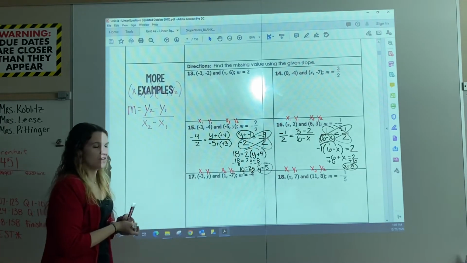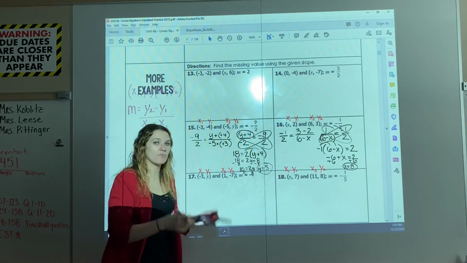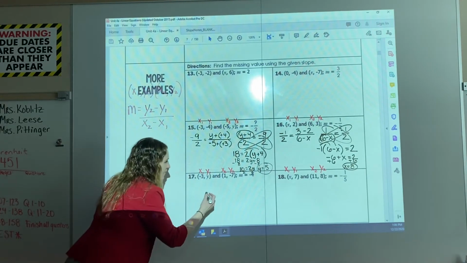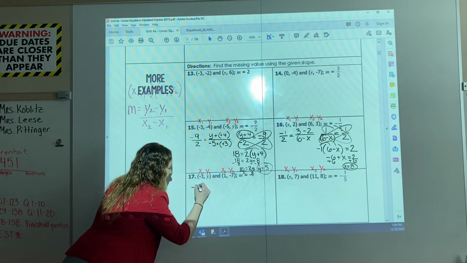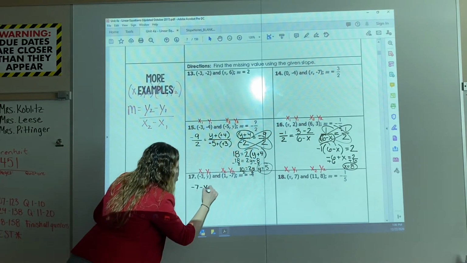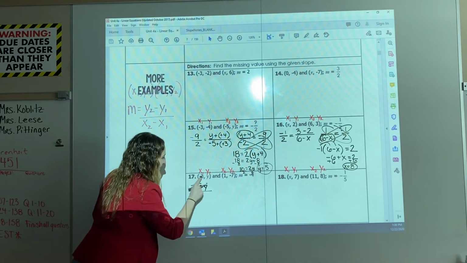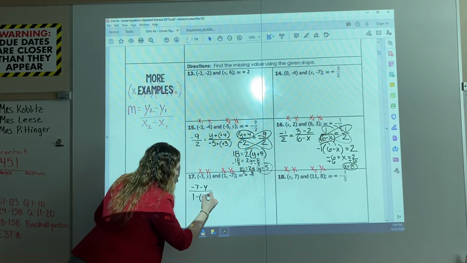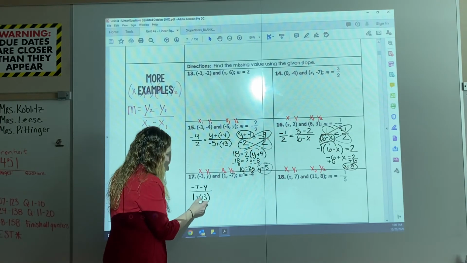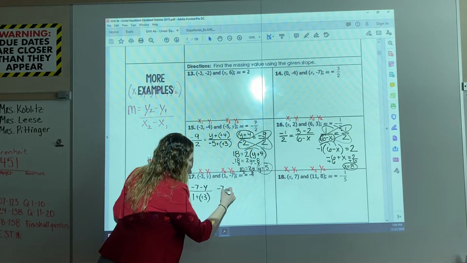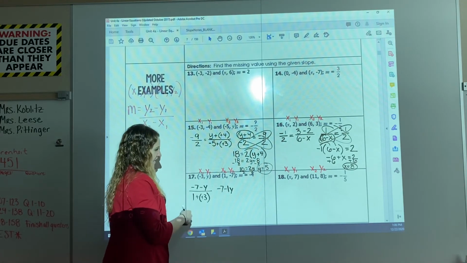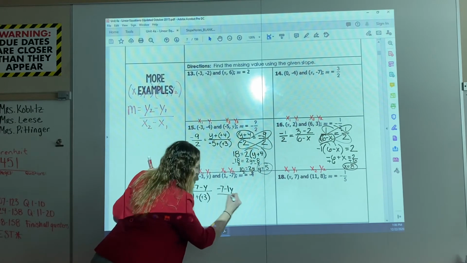Not too bad. So really, it's whatever way that you are more comfortable doing it, that's the way I'd recommend it. Let's set this one up. We have y2 minus y1. We have negative 7 over, negative 7 minus y over x2 minus x1. So I have 1 minus negative 3. We can simplify here because of the double negative, we get a plus, positive. So I have negative 7 minus 1y. I just made it negative 1y just to remind myself that's a negative 1. 1 plus 3 is 4.